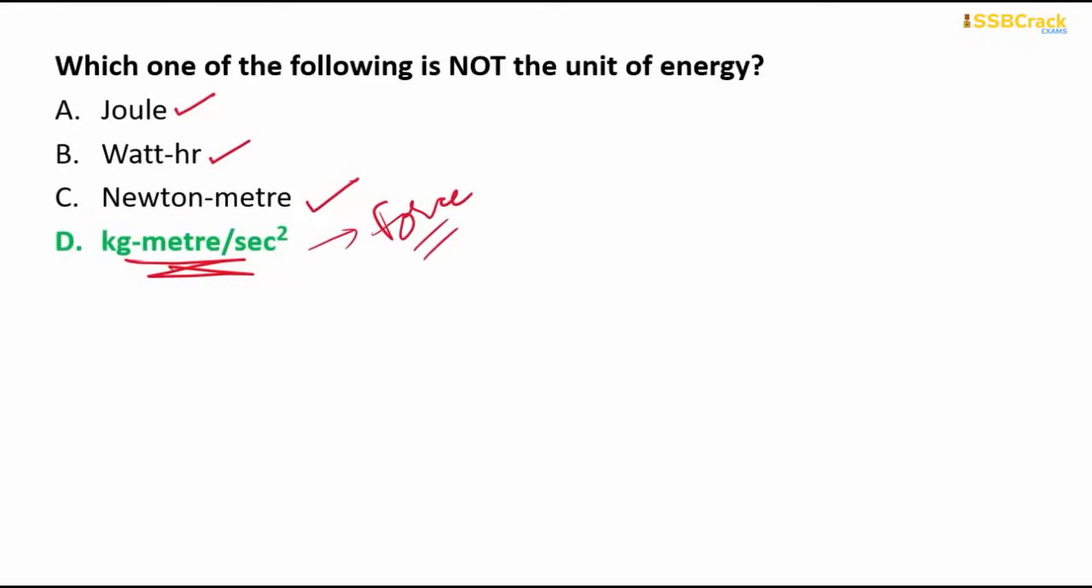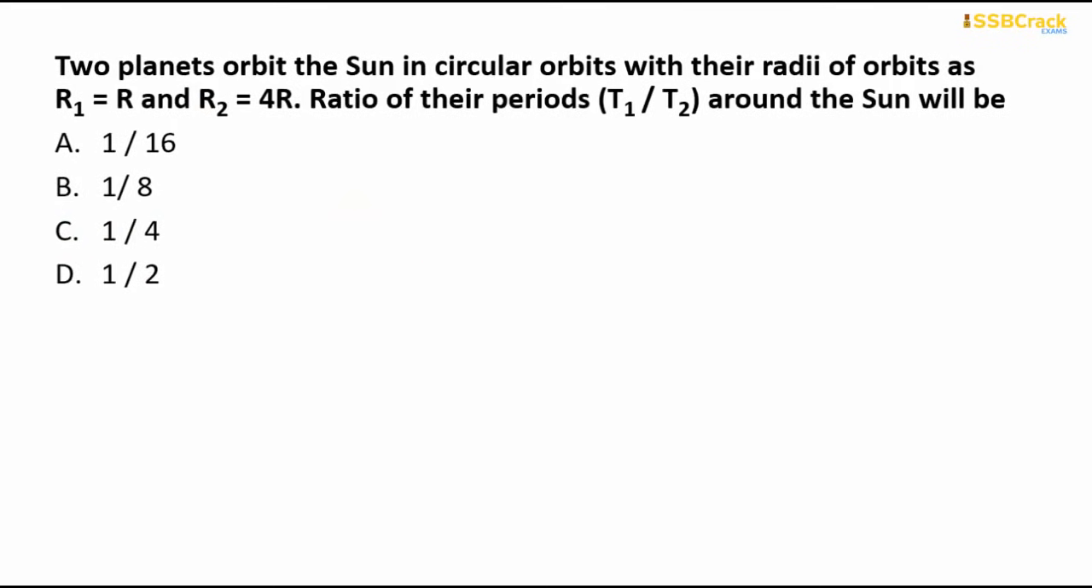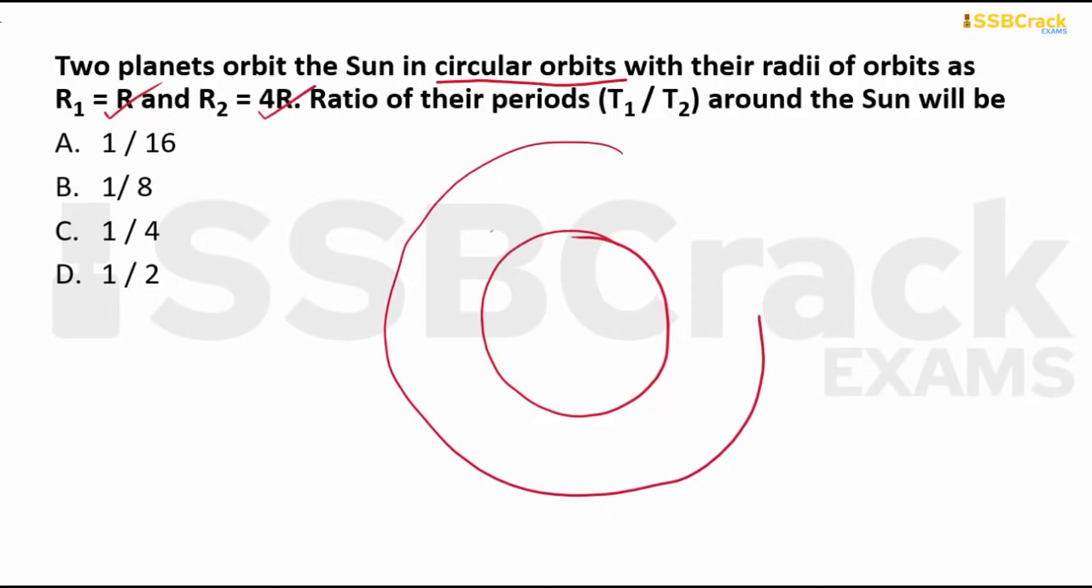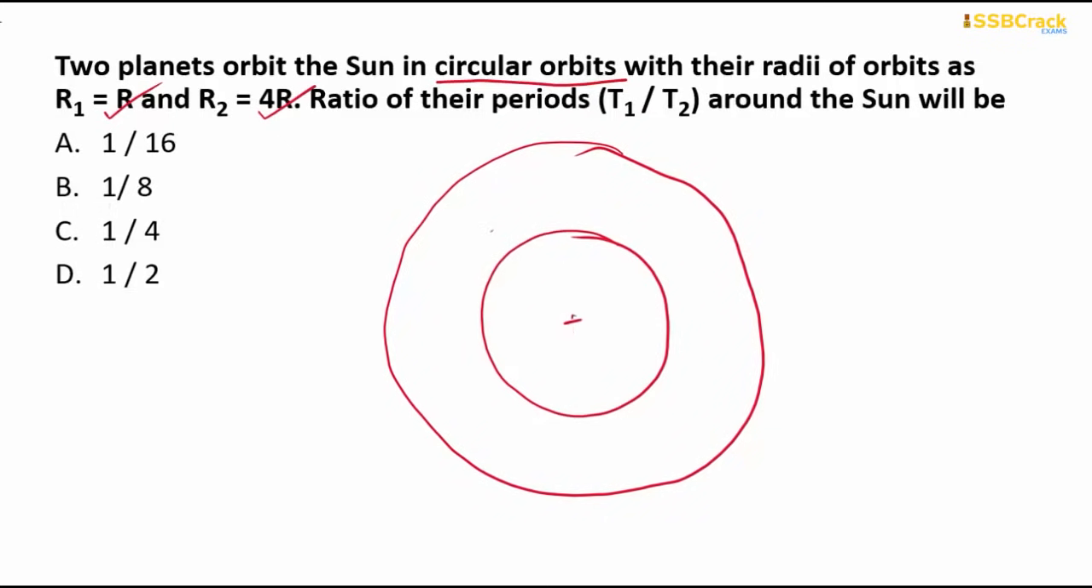Going on with the next important question: two planets orbit the sun in circular orbits. Remember, they are circular orbits with their radii as R1 and R2. R1 is R and R2 is equal to 4R. There is one circular orbit and there is another circular orbit, and this is the center. One planet is rotating in one circular orbit at a distance of R1, which is equal to R, but another planet is revolving around the sun. The sun is located at the center. This one is R2, which is equal to 4R. So what is the ratio of their periods?